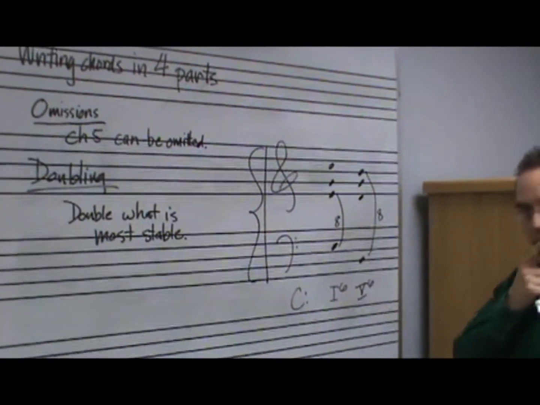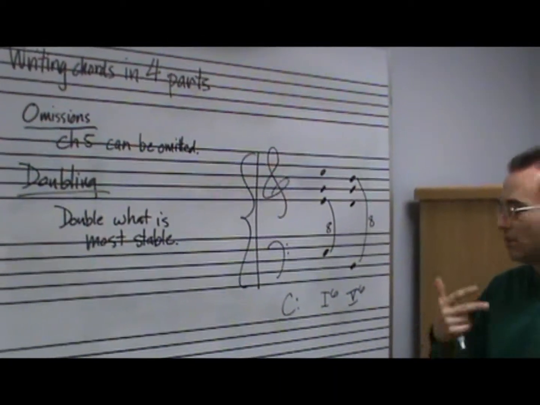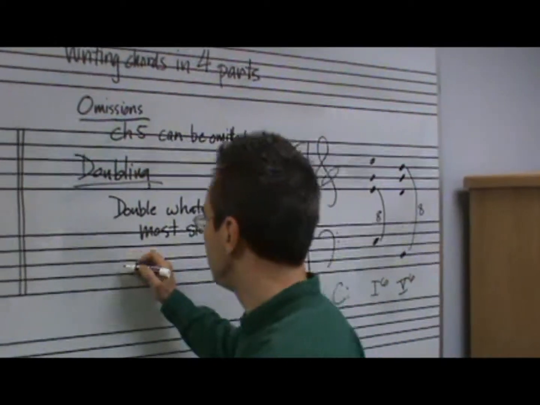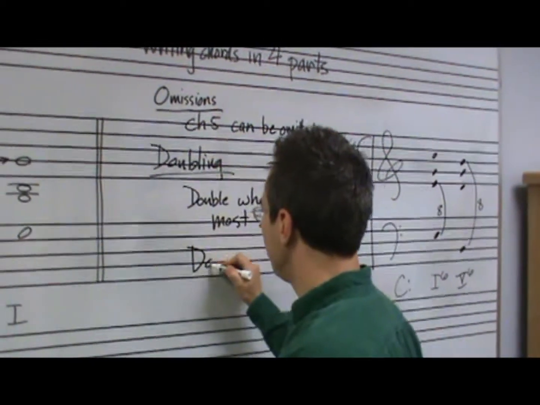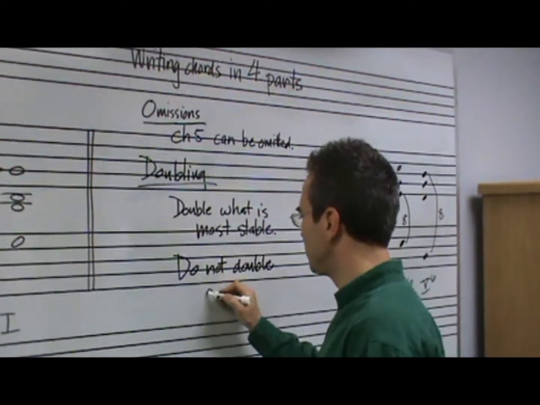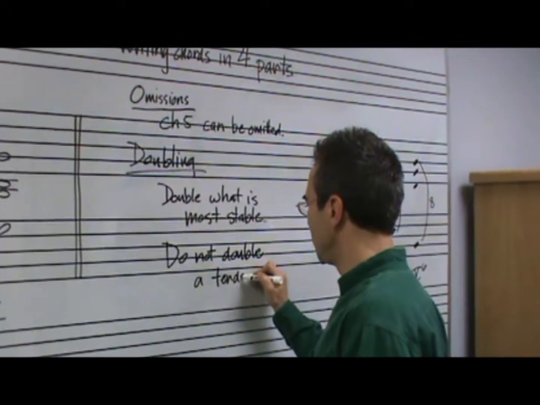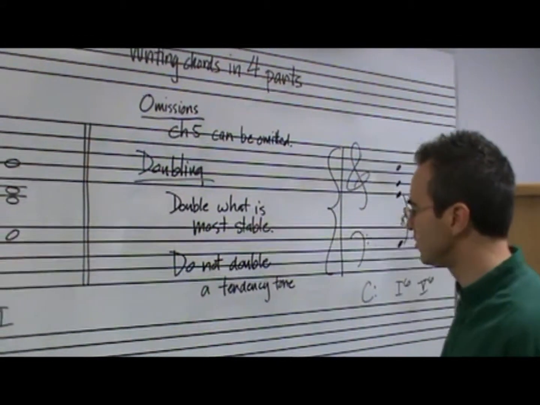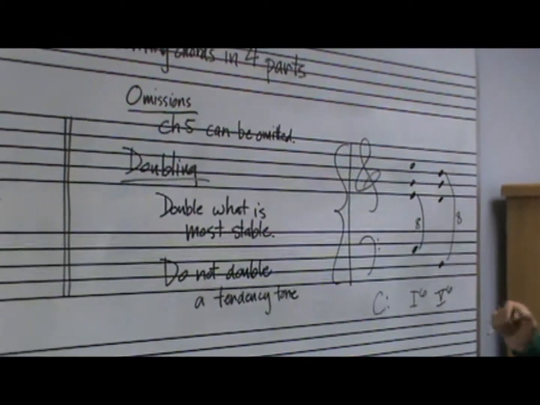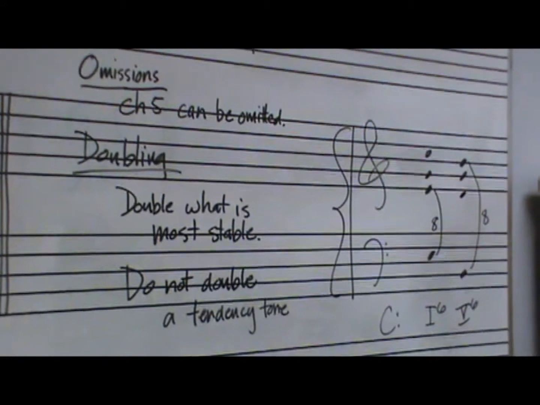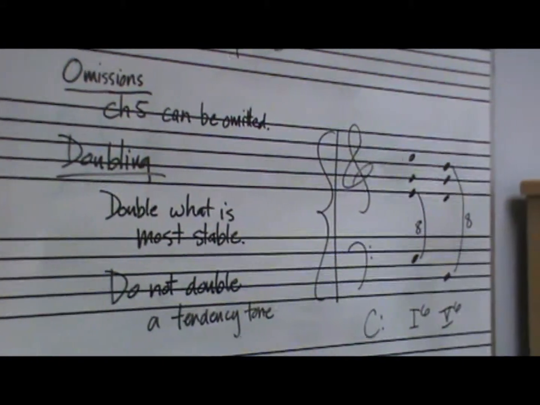Now, why is that unstable? It's the leading tone. The leading tone's a tendency tone. So you don't want to double. Let me put that down as another big principle. Do not double a tendency tone. We've talked about 2 tendency tones. This one, the leading tone, and the chordal 7th. You don't double them no matter what, even if it is the note in the bass.